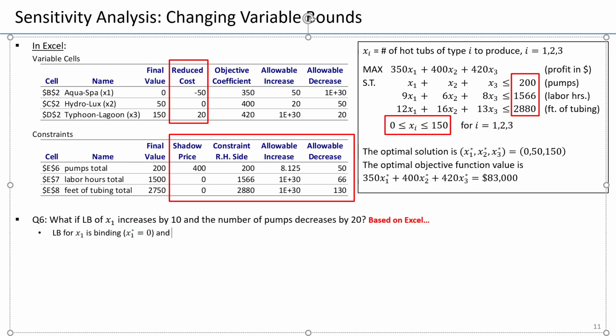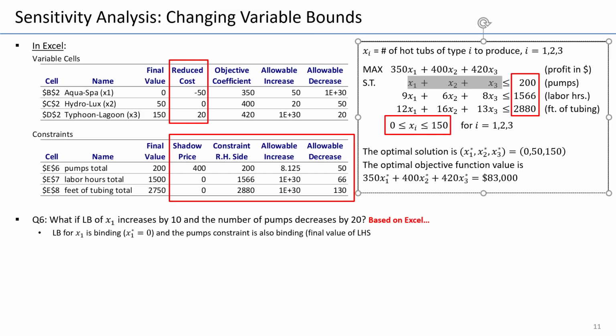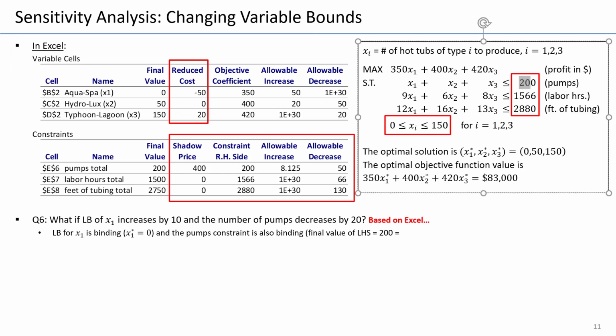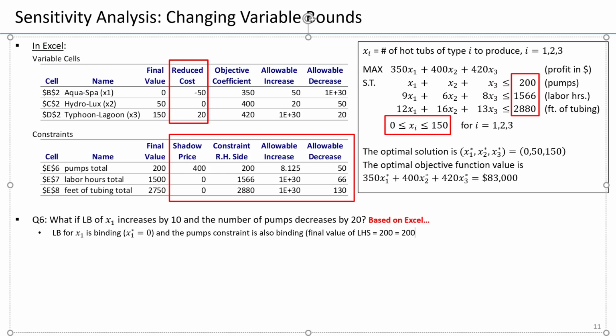And the pumps constraint is also binding, because the final value of the left-hand side of this constraint, the value of x1 plus x2 plus x3, is shown here. It's 200, and it is also equal to the right-hand side, 200. And you see the shadow price for this constraint is not 0, so this must be a binding constraint.